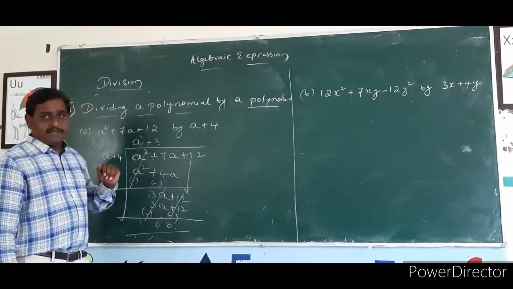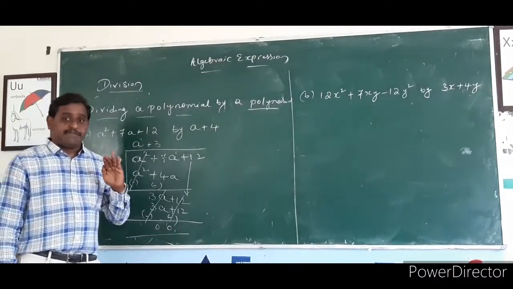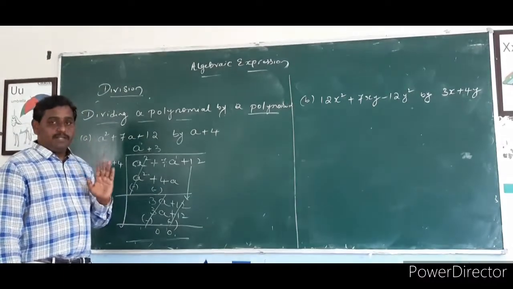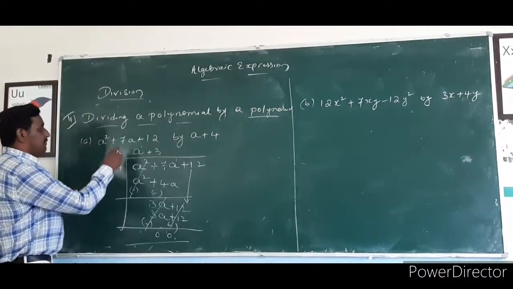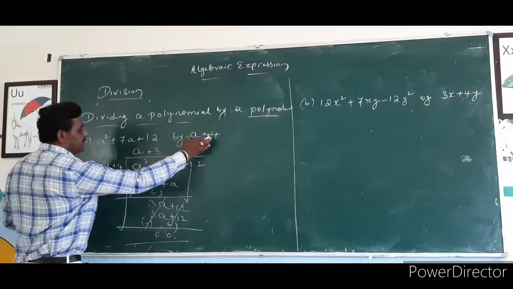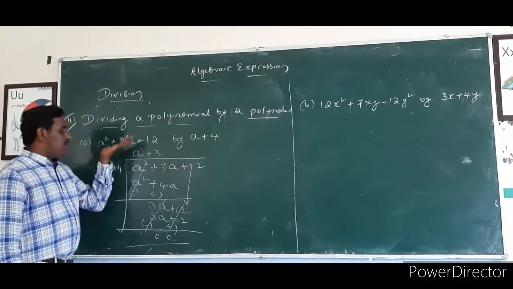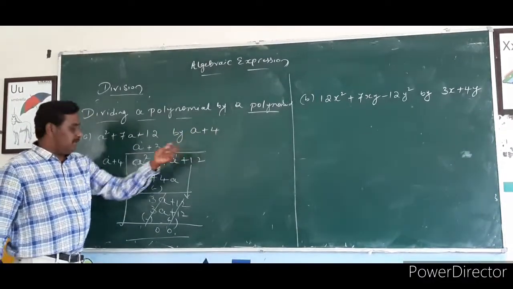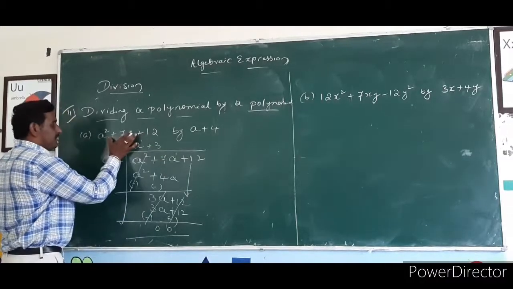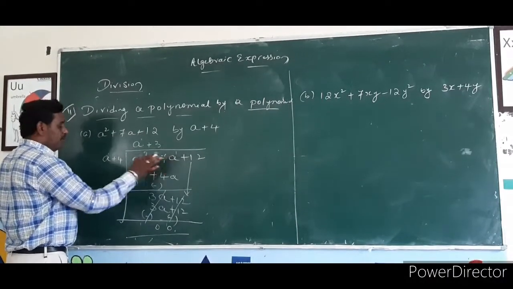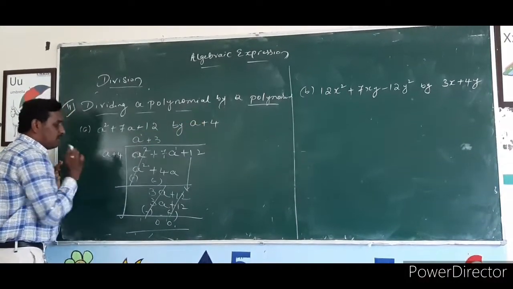The quotient is the answer. So I am repeating the steps, because we have to do it very carefully. When there is one polynomial and another polynomial, if this polynomial is divided by this polynomial, the first polynomial you write inside the bracket, the second polynomial outside.